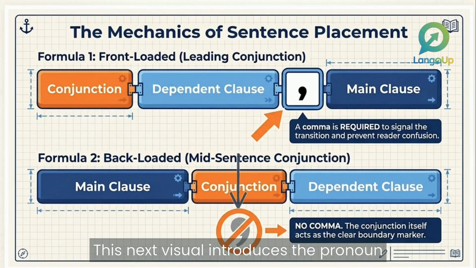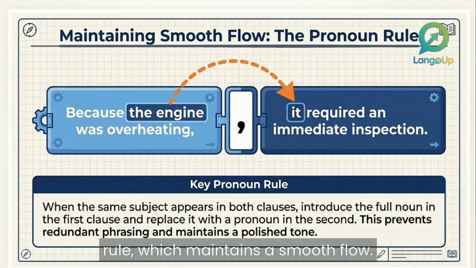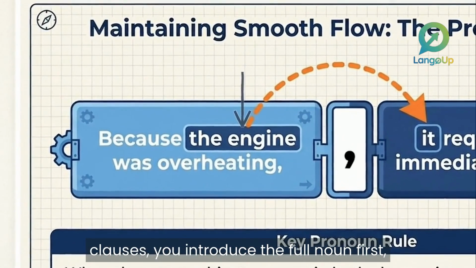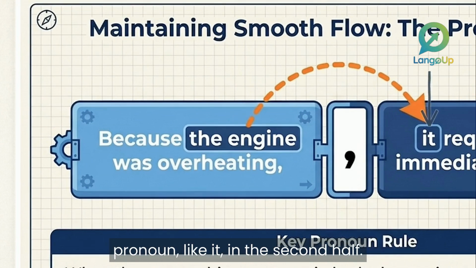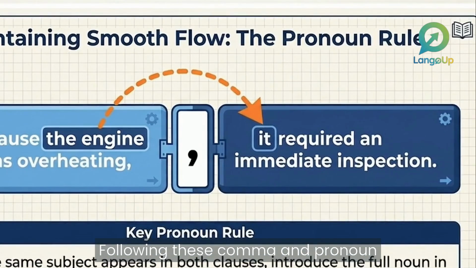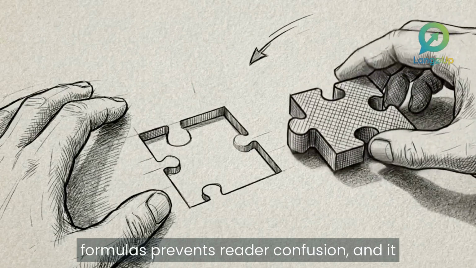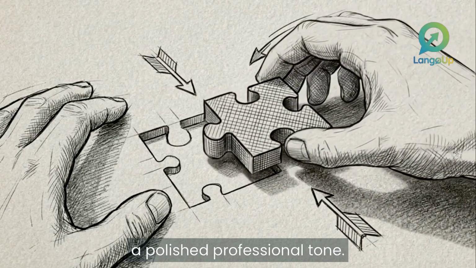This next visual introduces the pronoun rule, which maintains a smooth flow. When the same subject appears in both clauses, you introduce the full noun first, like the engine, and then replace it with a pronoun, like it, in the second half. Following these comma and pronoun formulas prevents reader confusion, and it helps you maintain a polished professional tone.